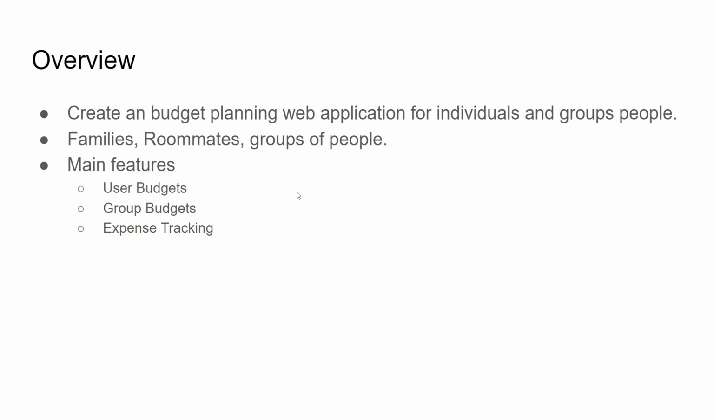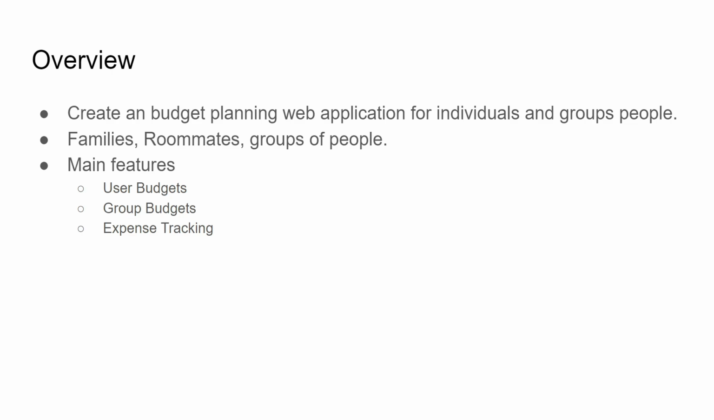Let's get started with the overview. The objective of this application is to create a budget planning web application for individuals and groups of people. Our main target audience are families, roommates, or essentially groups of people who may want to share their budgets and expenses together. The main feature of our web application is a user budget planning section where they can create their own individual budgets. And we have our group budget planning section where users can create groups of people and their own specific budget plans. And lastly, each budget plan has its own expense tracking feature where they can track the expenses for each budget plan that they have.